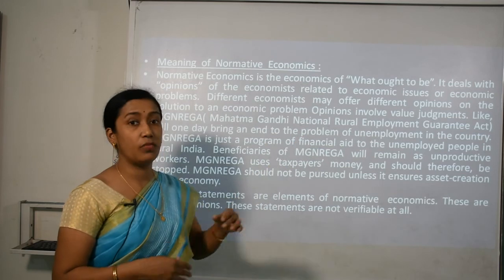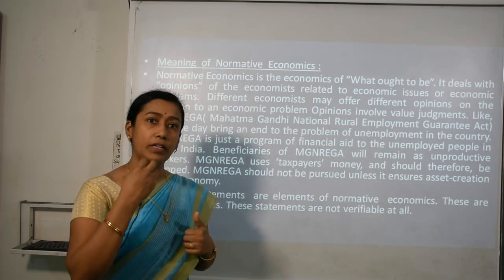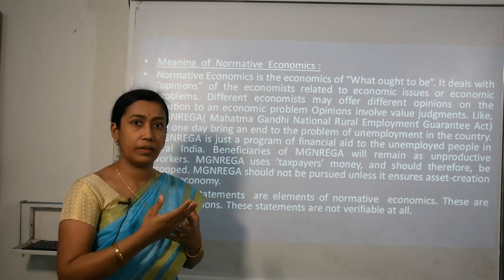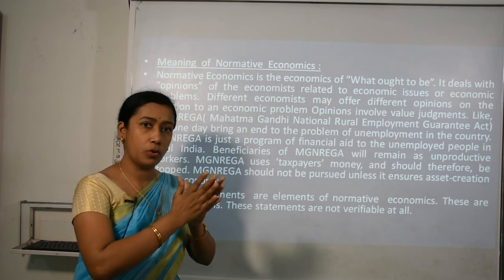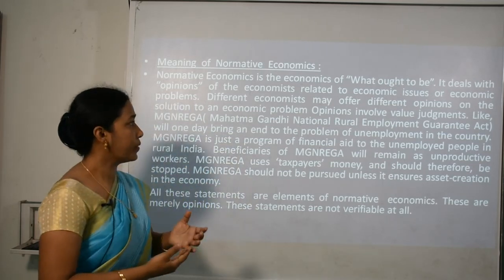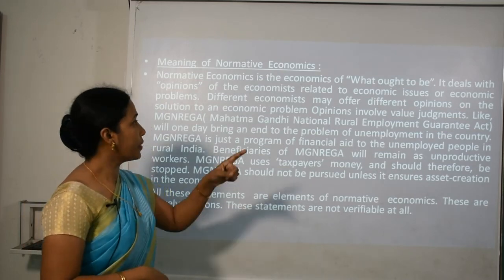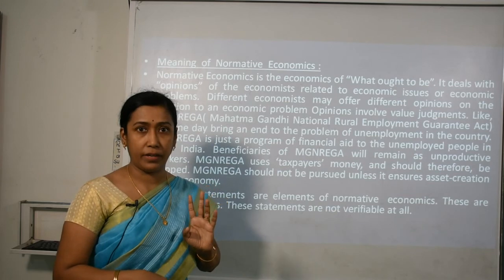Now opinions involve value judgment. That means each and every economist or scholar gives their own opinion, which is related to their psychological state, how they look at certain things, their vision, their observations, everything. So it differs from each other. Take, for example, the Mahatma Gandhi National Rural Employment Guarantee Act, MGNREGA.